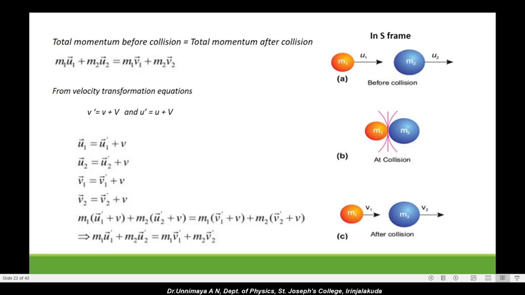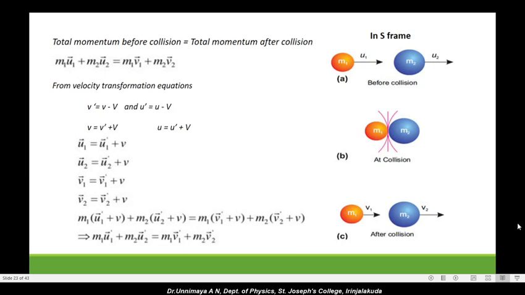So using these velocity transformation relations, we can write u1 as... one second. Okay, from velocity transformation equations, I made a mistake there. I made a plus sign there, so now I corrected that. So from velocity transformation equations, we can write v prime is equal to v minus capital V and u prime is equal to u minus capital V.